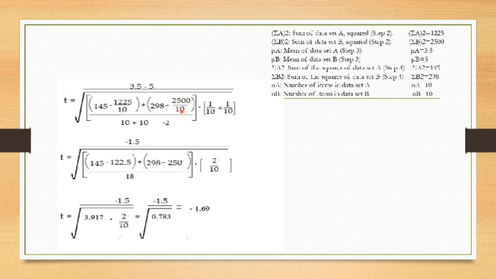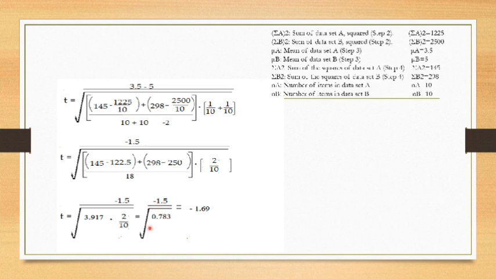The 145 is the sum of the square of data set A minus 1,225, the sum of data set A squared divided by 10, which is 122.5, plus 298, the sum of the squares of data set B, minus the result of 25, the sum of data set B squared divided by 10, times 2 divided by 10. So T is equal to 3.917 times 2 divided by 10.